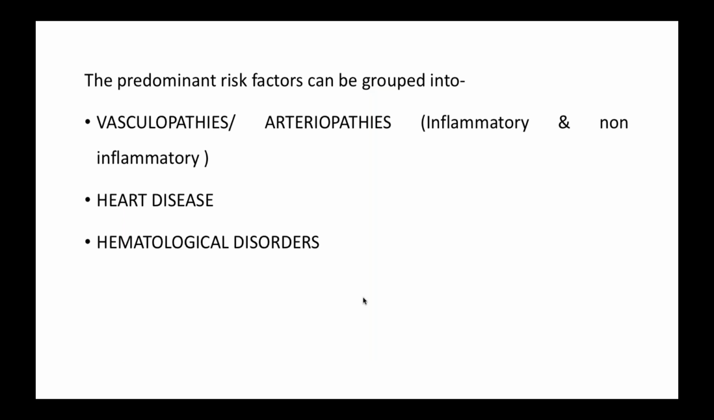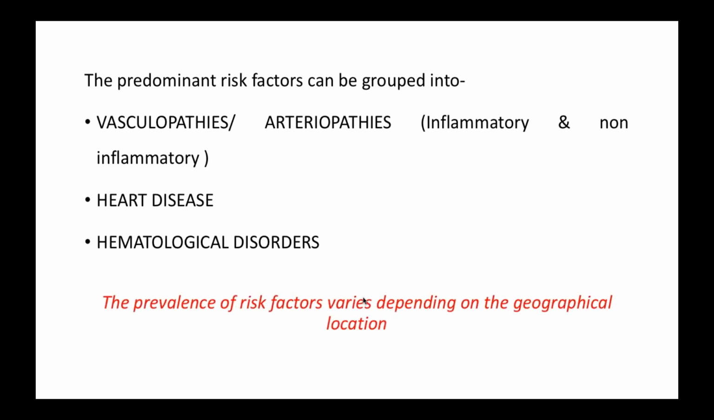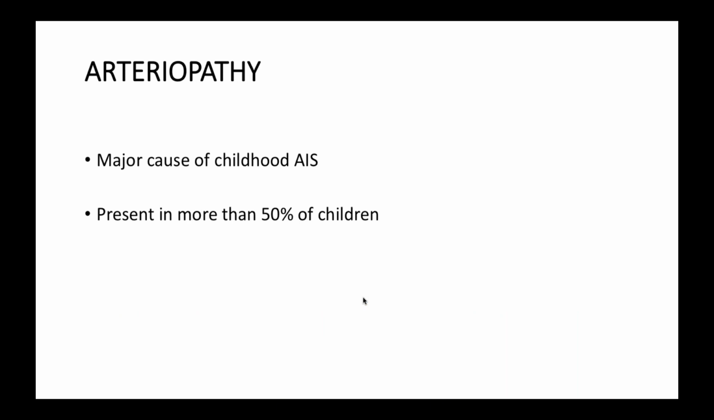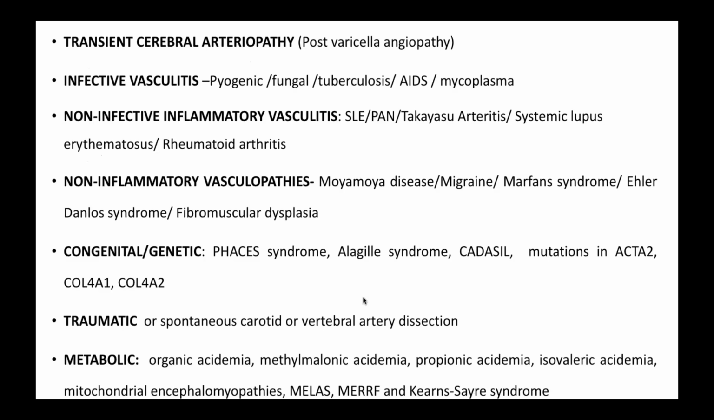Now, what are the etiologies of AIS, or acute ischemic stroke? First is vascular or arteriopathies, which could be inflammatory or non-inflammatory, then heart disease and hematological disorders. We'll be discussing these one by one, and definitely the prevalence of each depends upon the geographical area. Now the first one is arteriopathy. Arteriopathy is one of the major causes of childhood acute ischemic stroke, present in more than 50% of children presenting with AIS.